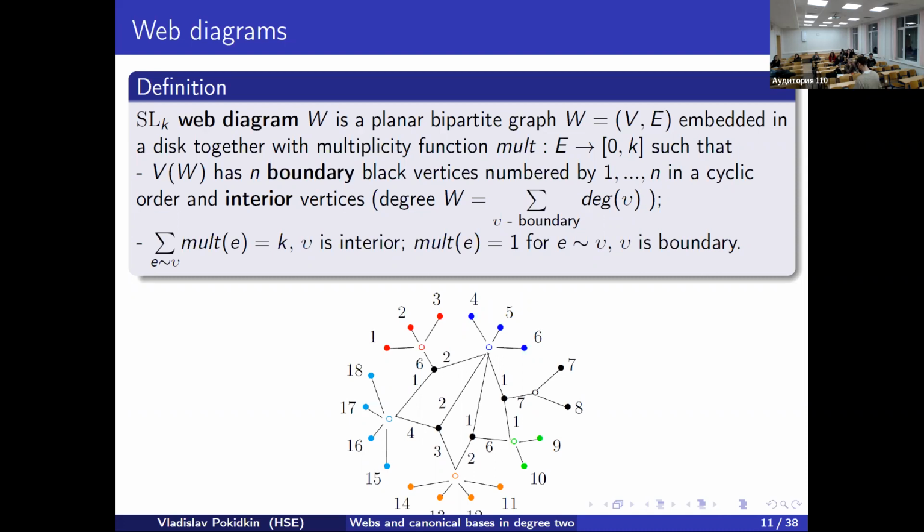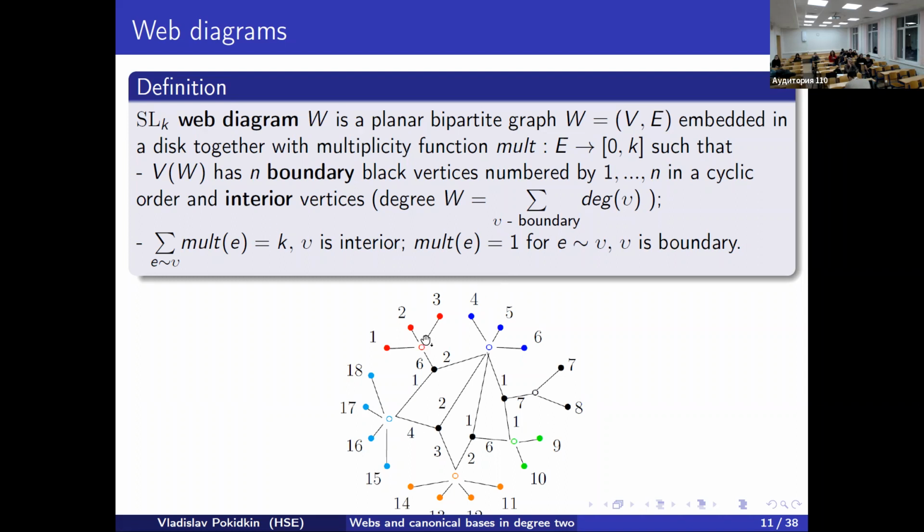What is SL9 for the graph? For this particular graph we have an SL9 web diagram. Let's choose an interior point and sum over all multiplicities. It will be 6 plus 2 plus 1, 9. For each vertex, this is one and the same. Let's take the white one.